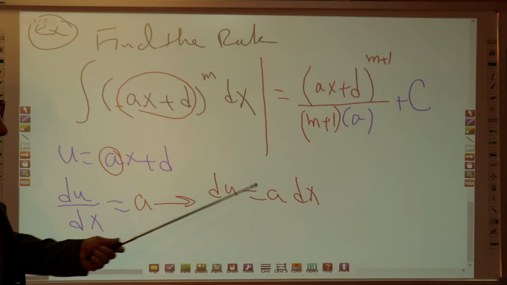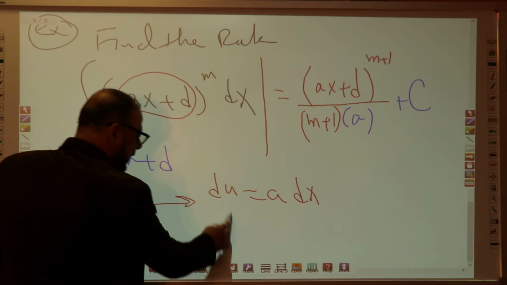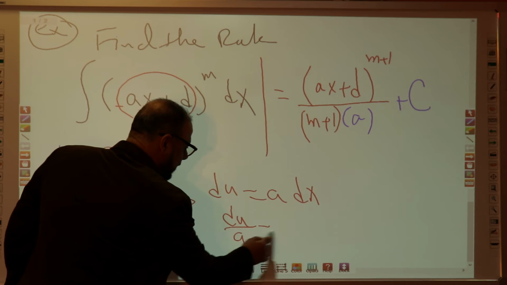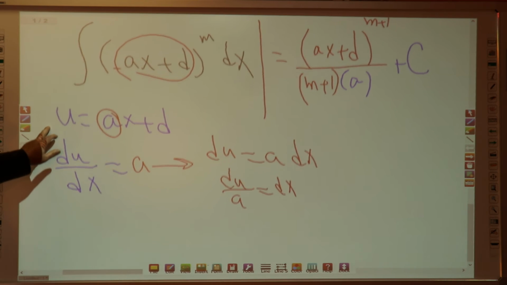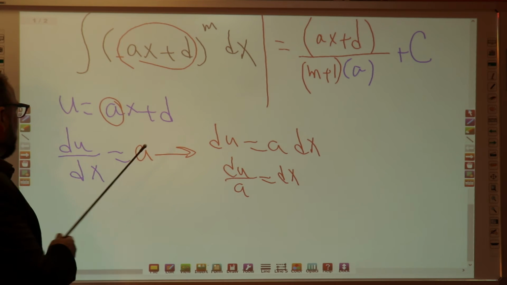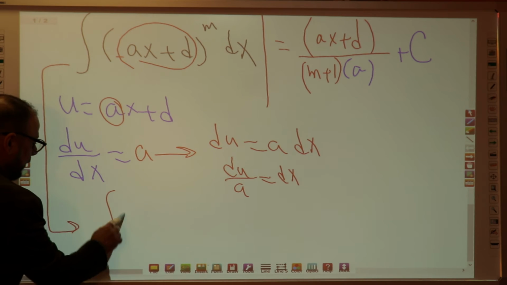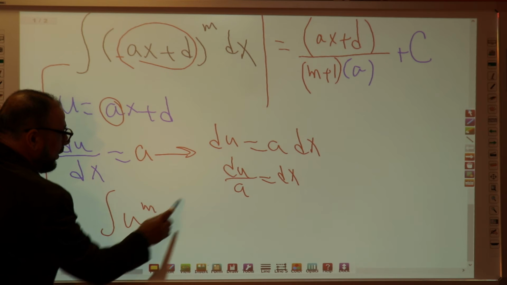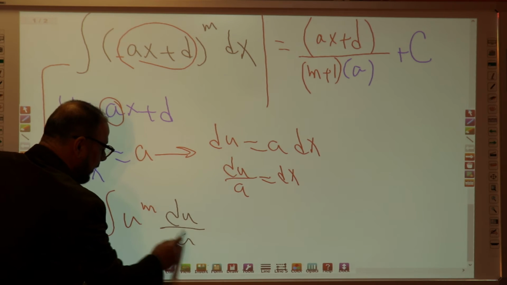Then you divide by a. I know you can switch, as I told you, right? You can switch right away: du over a equals dx. Good. Now we have everything done, right? All that we need. Now we have u, the integration of u to the m, and dx is du over a.